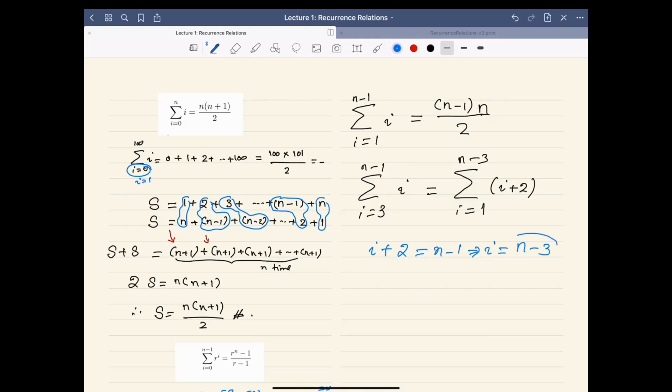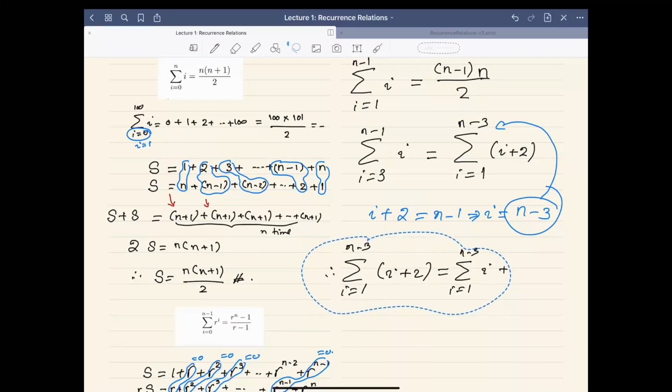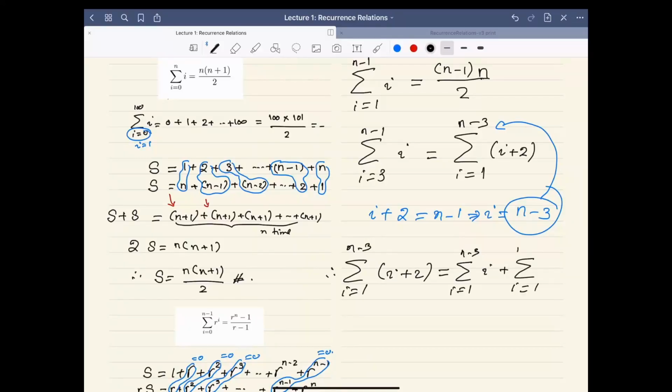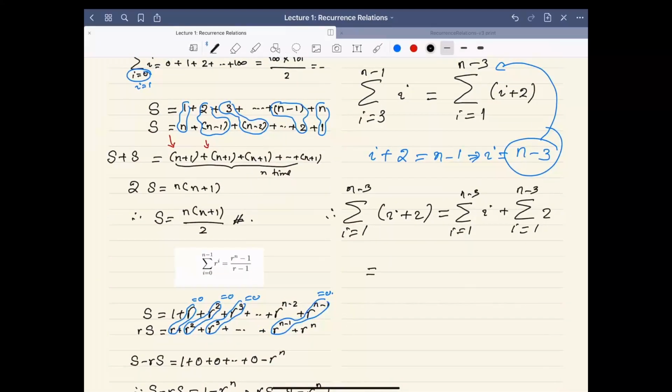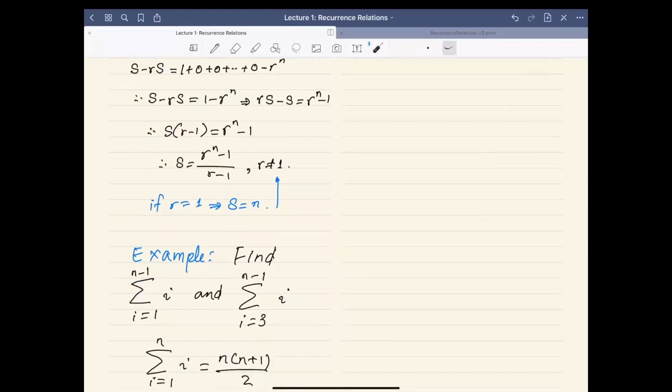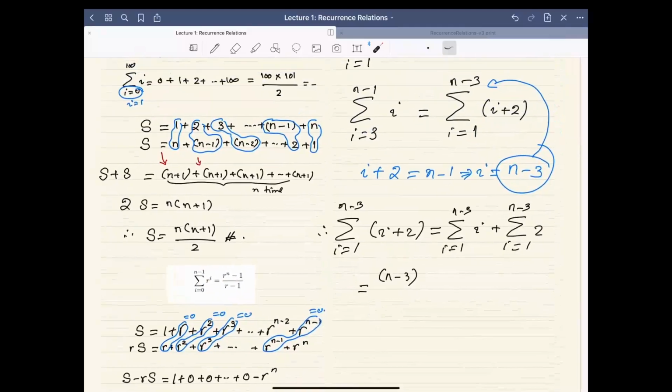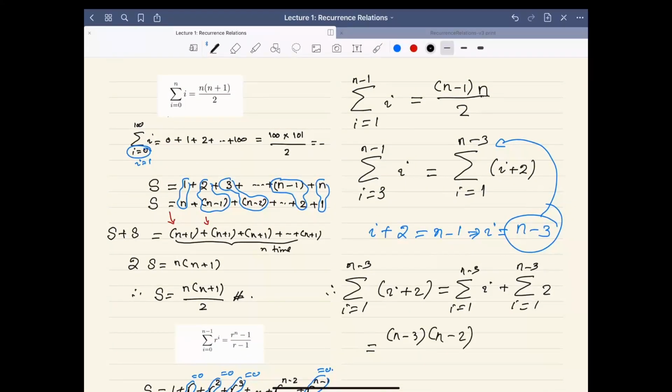So substitute this in here. Then, since this summation starts from 1, we can say that the summation of i equals 1 up to n minus 3 of (i plus 2), we distribute, and this will be equal to summation i equals 1 up to n minus 3 of i, plus summation i goes 1 up to n minus 3 of 2. For the first summation, in this equation remove n and replace it by n minus 3. So this will be equal to n minus 3, and when you put n minus 3 plus 1, it will be n minus 2. So you will multiply it by n minus 2 divided by 2.